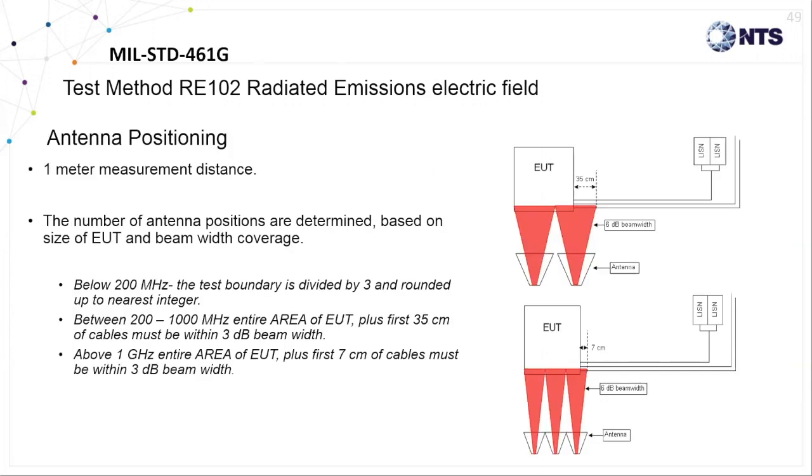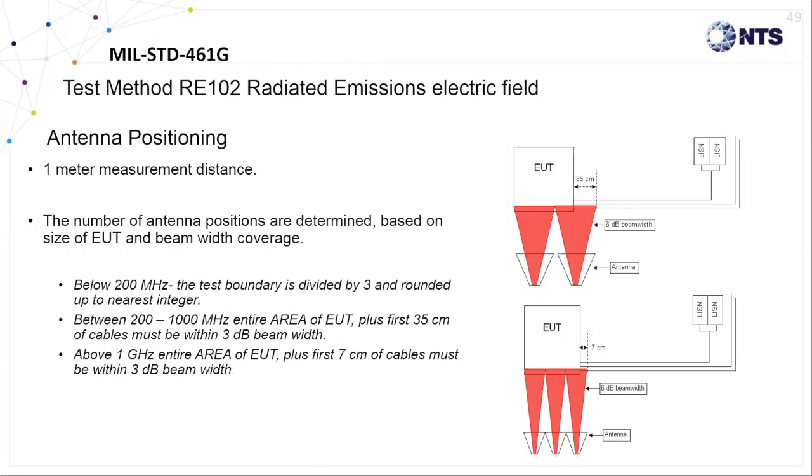RE102 emissions measurements are made at a distance of 1 meter from the EUT and cabling. The requirement here is that the radiated emissions measurements are conducted over the entire surface area of the EUT and a specified amount of interconnecting cable. RE102 defines how to accomplish this based on measurement frequency.